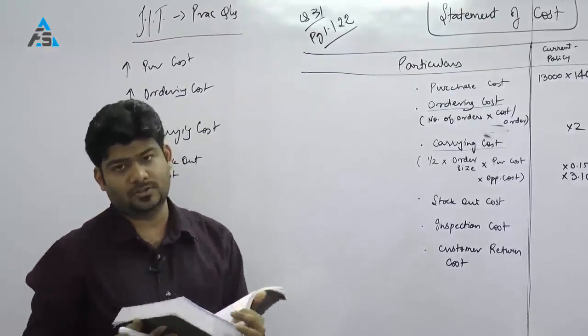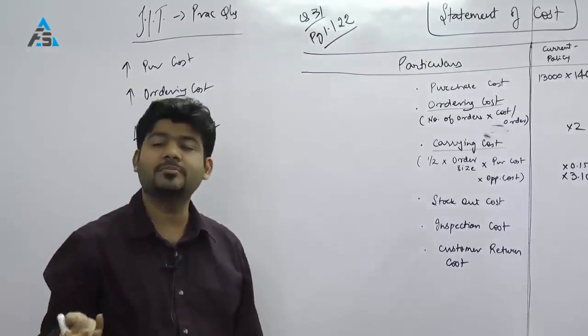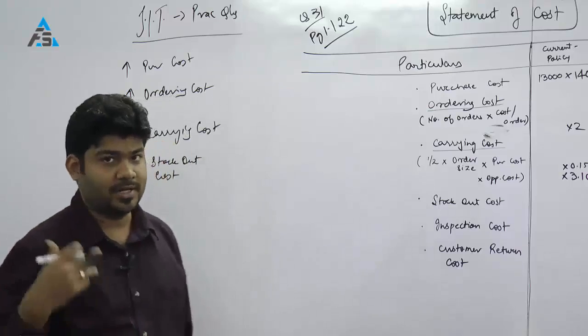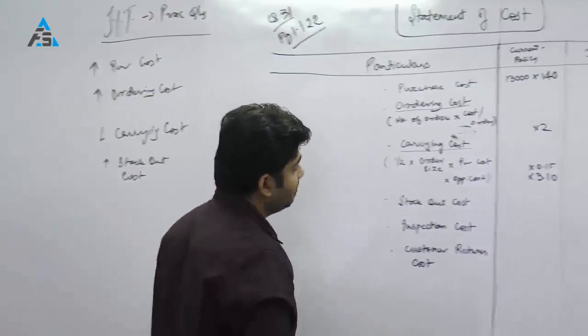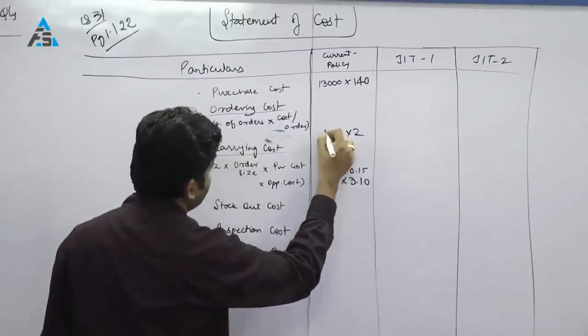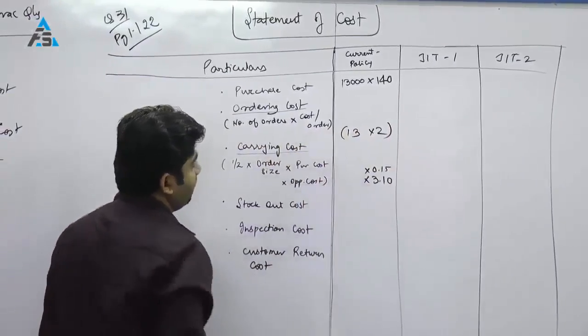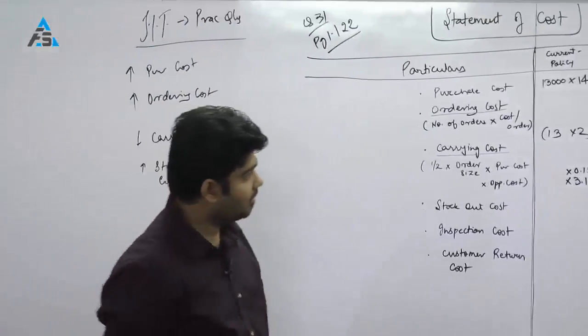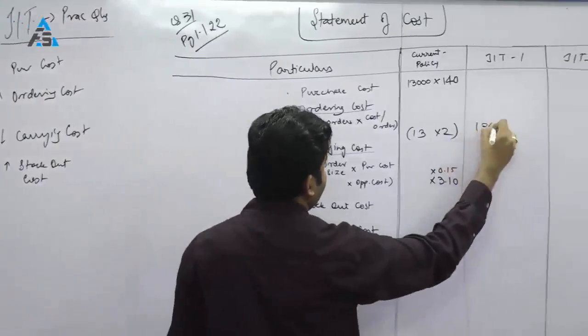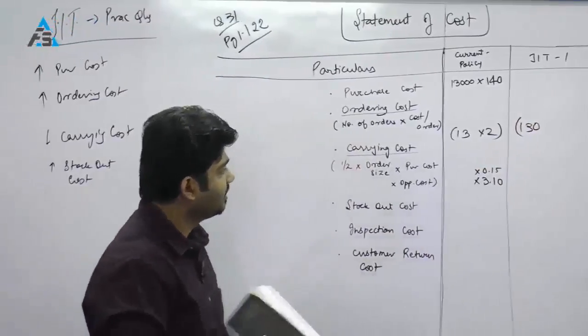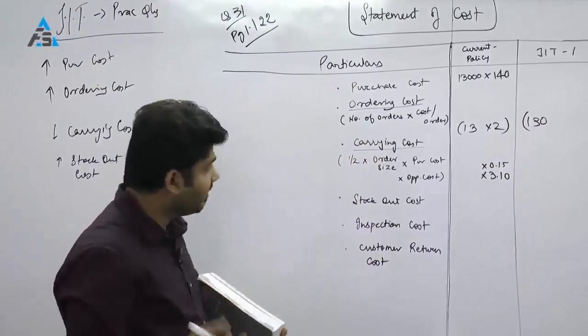13 times a year. So see, if JIT is done, it will go from 13 times to 130 times, a 10 times increase. So my ordering cost will increase accordingly. Here the ordering cost is 13 into 2, but now my ordering cost will be higher because now I am ordering probably 130 times. So there my ordering cost increases. Are you understanding? But the carrying cost will go up and down.